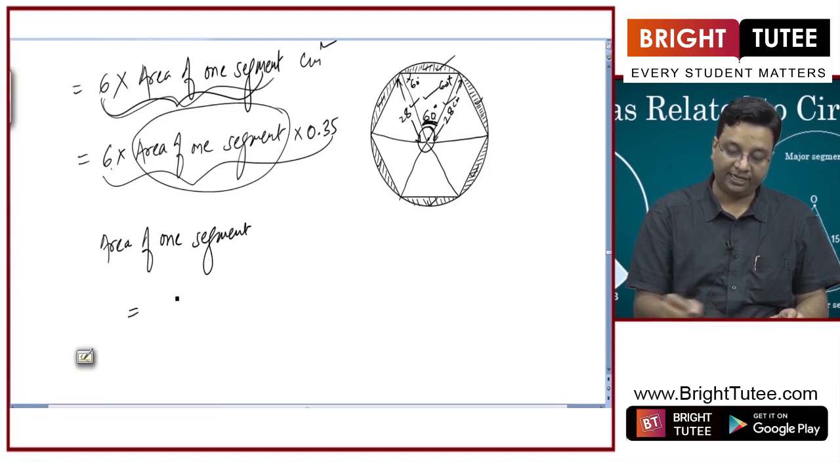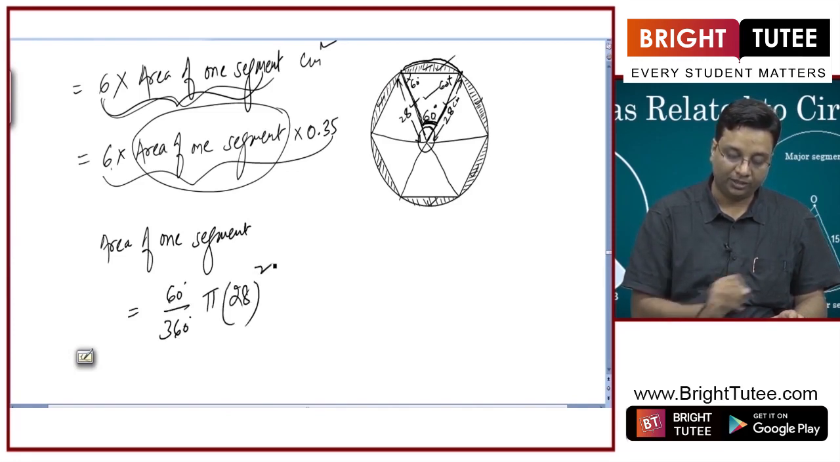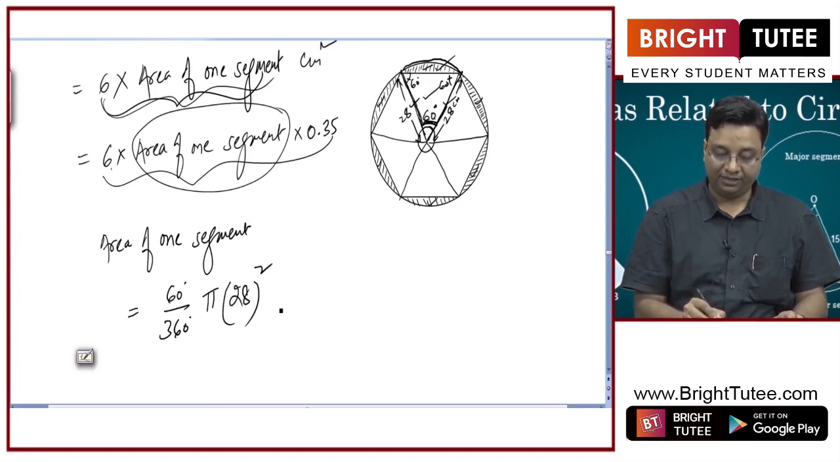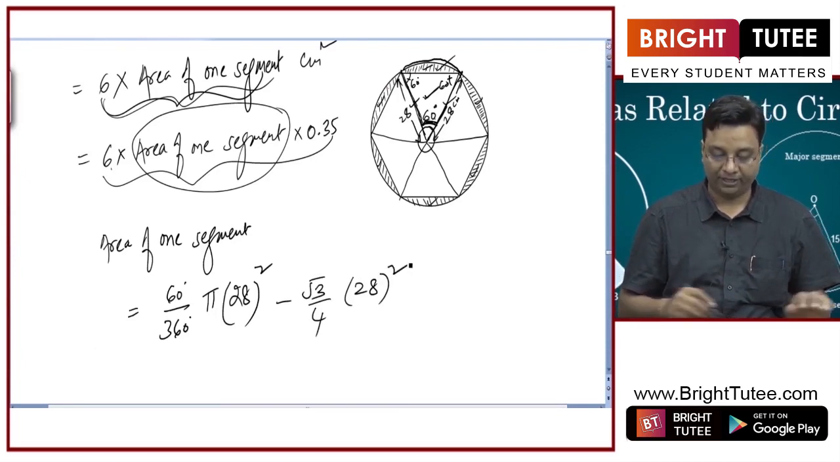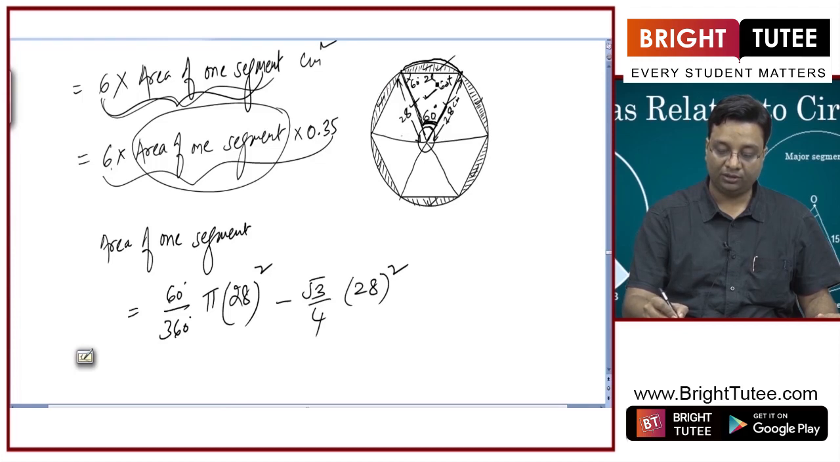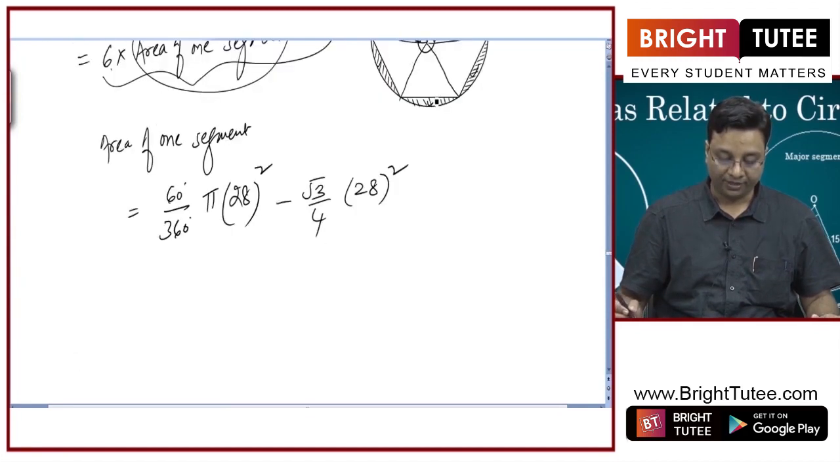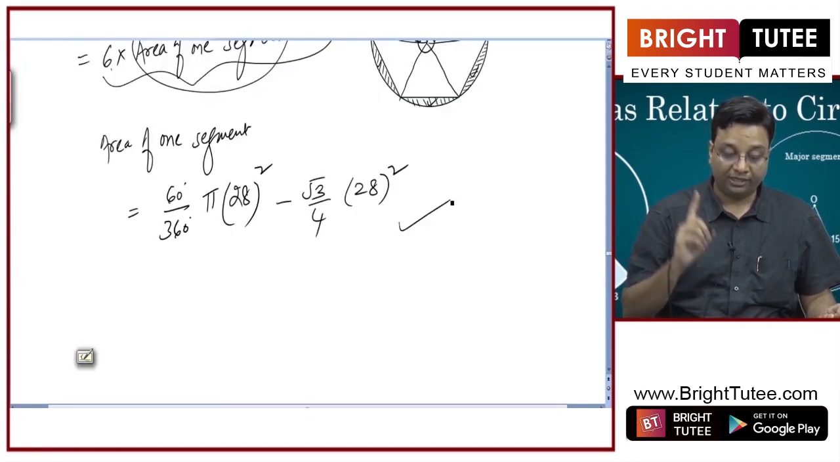So the area of this segment, area of one segment, is equal to the area of one sector. Let us take this sector here. Area of one sector is 60 by 360 pi r square, r is 28, square, right? This is the area of one sector. We have to subtract the area of this triangle from it, and this is an equilateral triangle. So root 3 by 4 a square, side is 28. Okay, this is 28, this is 28, so this also has to be 28 because all the angles are equal and equal to 60 degrees. So this will be my answer for the area of one segment.